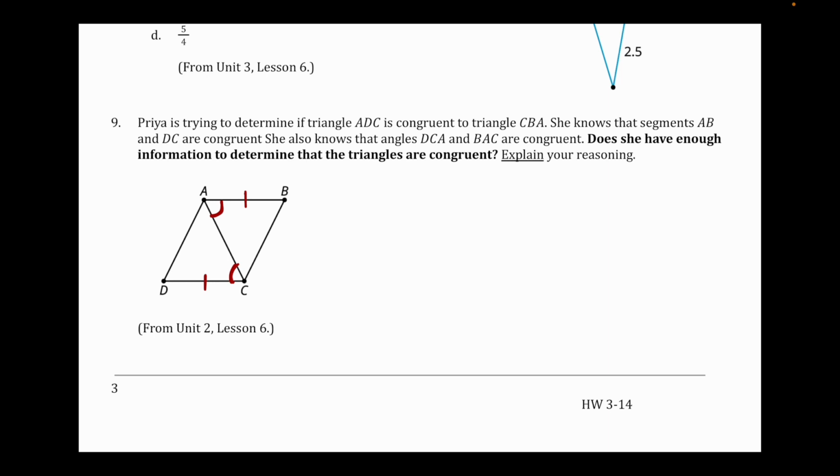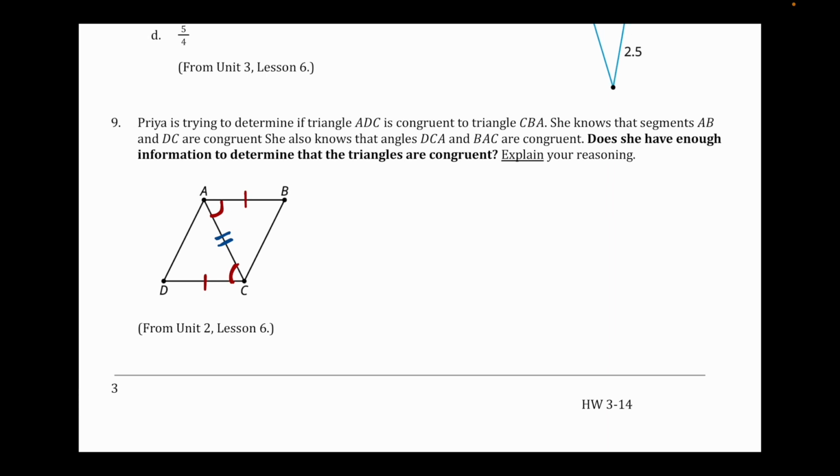Does she have enough information to determine that the triangles are congruent? Explain your reasoning. So I'm going to say yes. She has enough information because the one piece that she didn't tell us is something we can see ourselves, and that is that this middle segment, AC, is going to be congruent to itself.